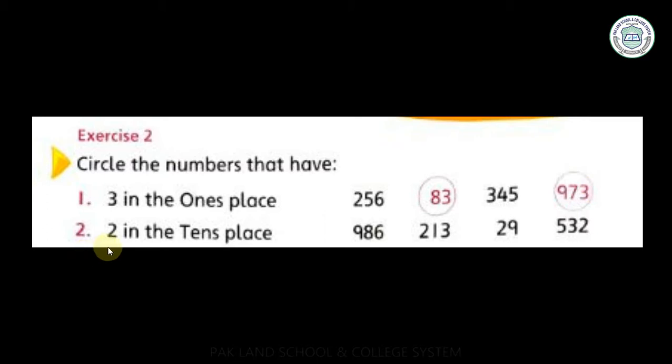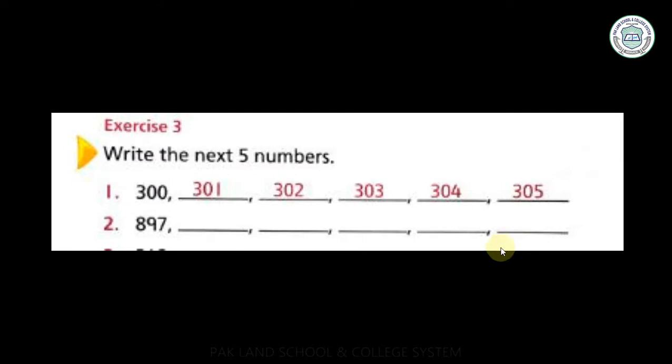In the next example we have to circle the 2 that is in the tens place. We have different examples, starting from 986, the next is 213, the next is 29 and 532. In these different examples, only 29 has 2 in the tens place. So we circle this 29.